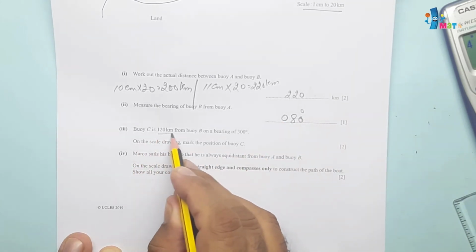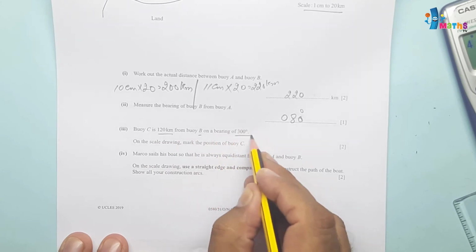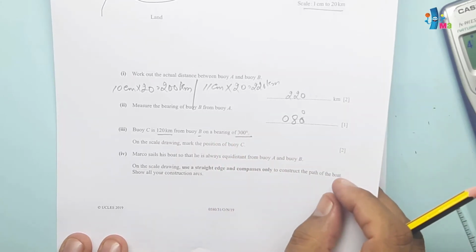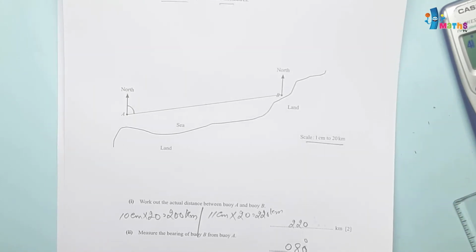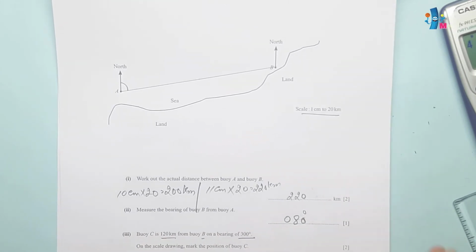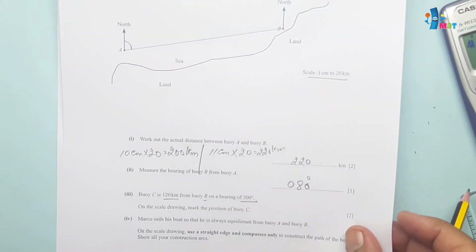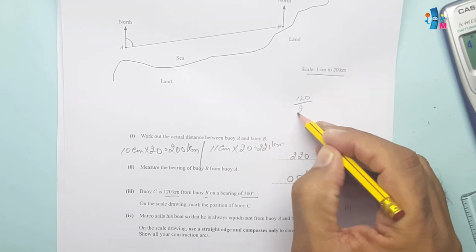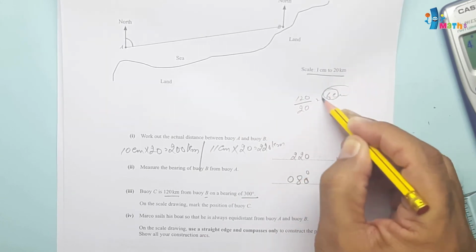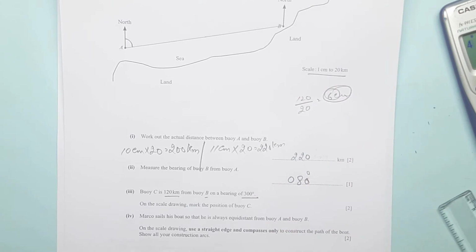Then C is 120 kilometers from B on a bearing of 300. On a scale drawing, mark the position of C. C is 120 kilometers from B on a bearing of 300. So what we will do is convert 120 kilometers: 120 divided by this scale will be 6 centimeters. So for 6 centimeters we will open the compass like this.